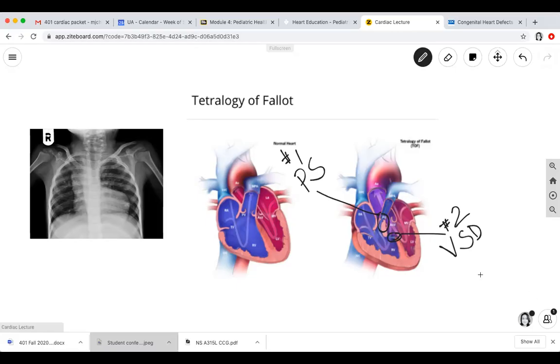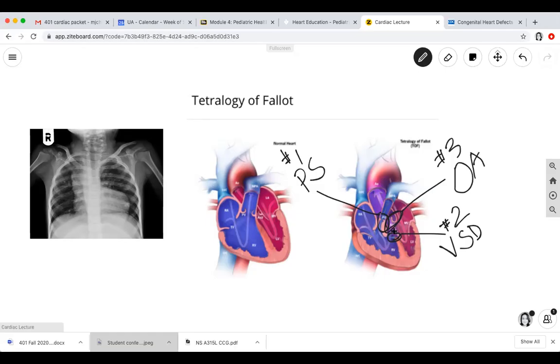So number 3 is called an overriding aorta. So you have this aorta here. See how it's purple? Why is it purple? You have this mixing of deoxygenated and oxygenated blood, because you have this super narrowed pulmonary vessel here. So you have this massive aorta right here, and it's overriding both the left ventricle and the right ventricle. So you have number 3, which is an overriding aorta.